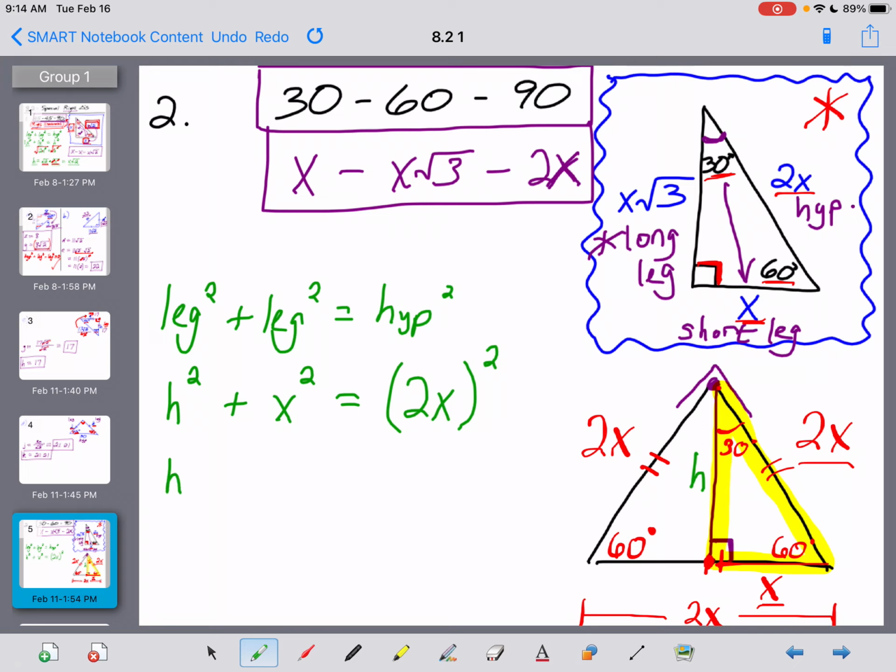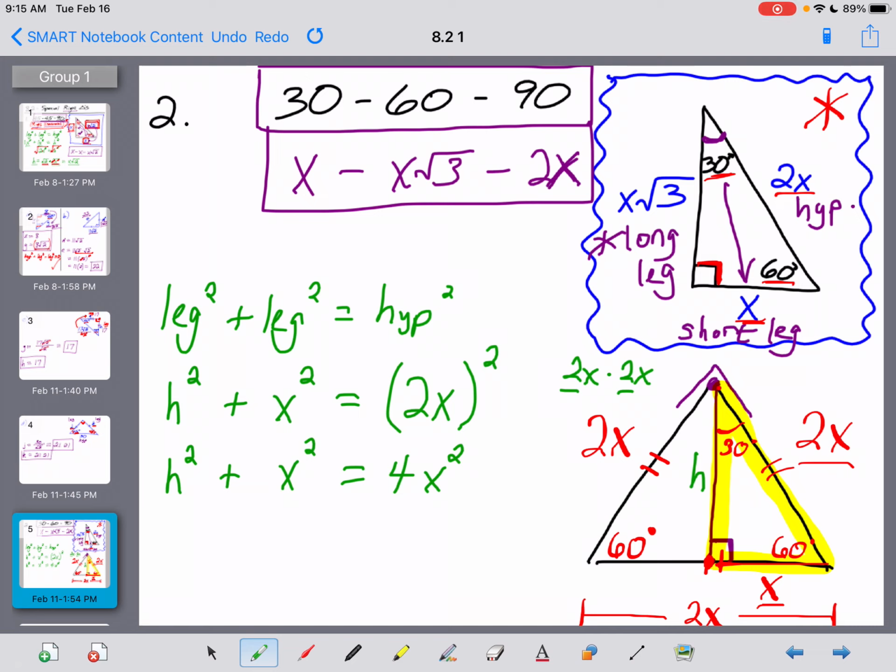Now, there's not anything that we can do right now to clean up the left side. H squared plus x squared equals. But on the right, guys, 2x quantity squared means, let me write this over here, 2x multiplied by itself, 2x. And what people forget here all the time, when you're multiplying monomials, you multiply their coefficients. 2 times 2 is 4, and x times x is x squared.